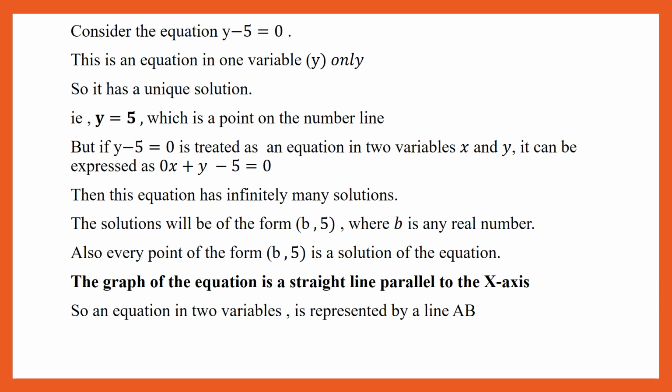If y minus 5 equal to 0 is taken as an equation in two variables, it can be expressed as 0x plus y minus 5 equal to 0, which will have infinitely many solutions. The solutions will be of the form (b, 5), where b is any real number. We can say every point of the form (b, 5) is a solution of the equation. Therefore, graph of the equation is a straight line which will be parallel to the x-axis.